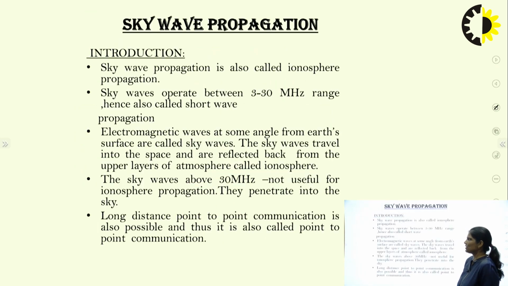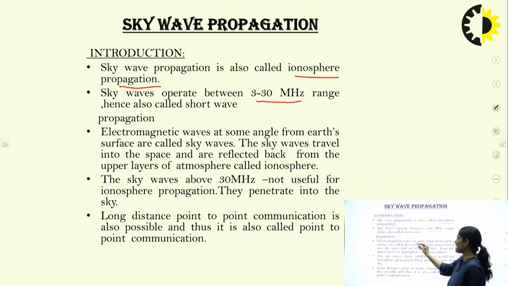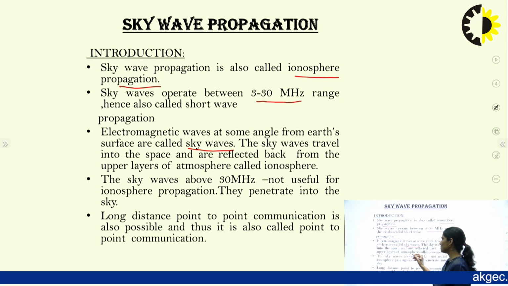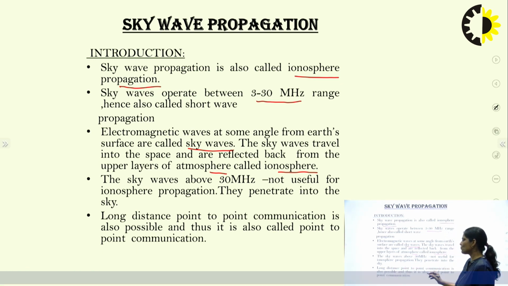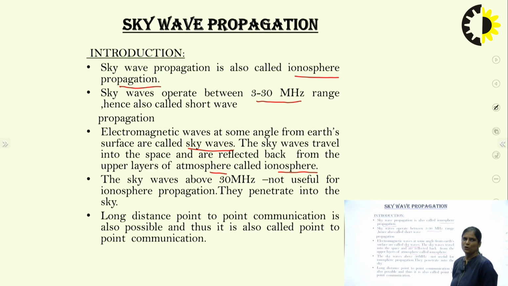Now sky wave propagation. Sky wave propagation is also known as ionosphere propagation. Sky waves operate in the frequency range of 3 to 30 megahertz, and are also known as short wave propagation. Electromagnetic waves at some angle from Earth's surface are known as sky waves. The sky waves travel into space and are reflected back from the upper layers of the atmosphere, known as the ionosphere. Sky waves above 30 megahertz are not useful for ionosphere propagation, they penetrate into the sky. So long distance point-to-point communication is also possible.